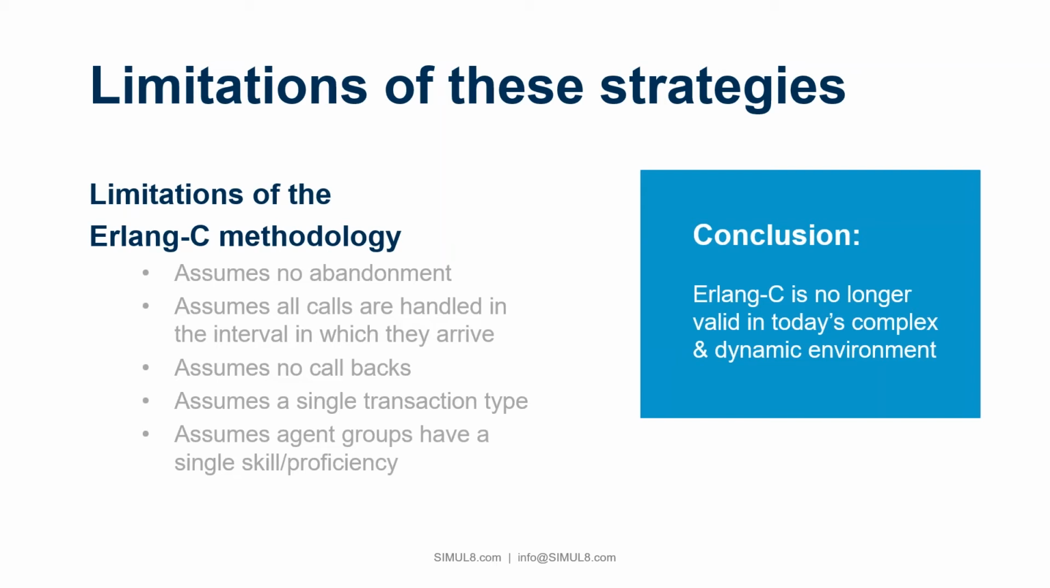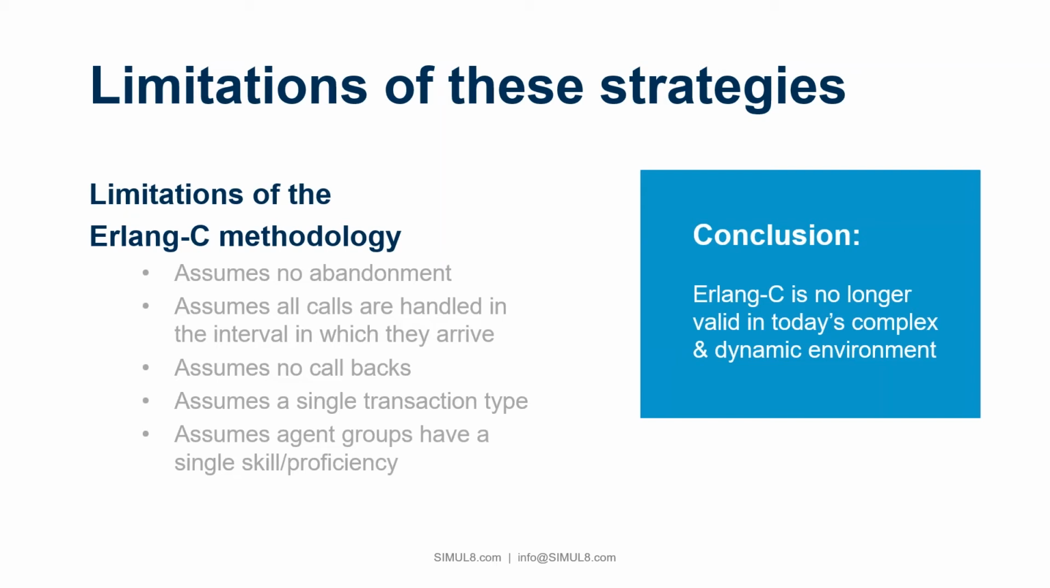Firstly, Erlang assumes no abandonment. It assumes that everyone is willing to queue up until that call can be handled, which in reality obviously is not the case. It also assumes that all calls are handled in the interval in which they arrive. So if we were to use 30-minute intervals, even if a call arrives 29 minutes and 50 seconds into that interval, it still assumes that call will be handled within that particular interval. It assumes no callbacks, so no callers are expected to hang up, disconnect, and try again later when the queues are, hopefully for them, a little bit lower.